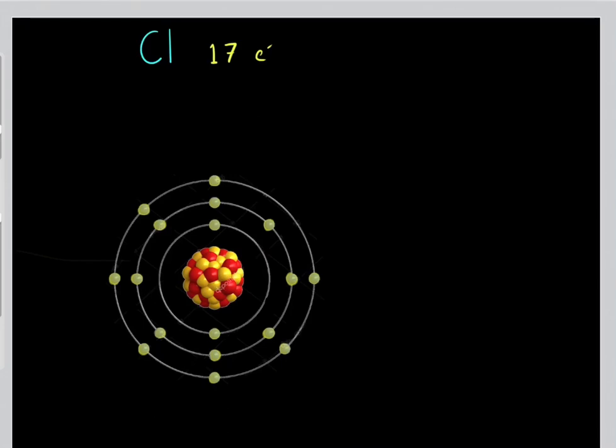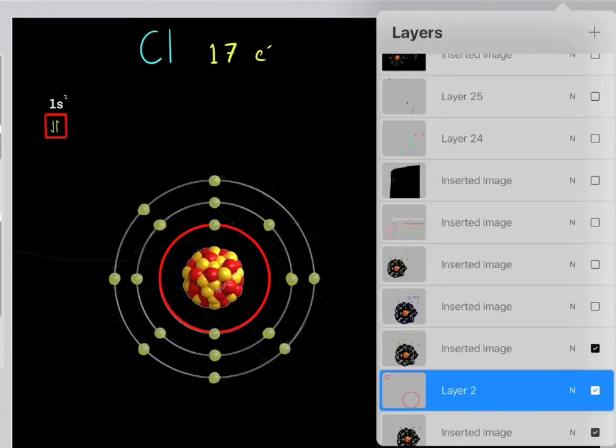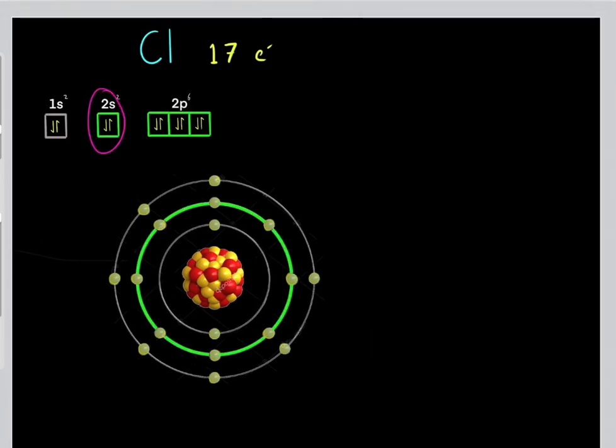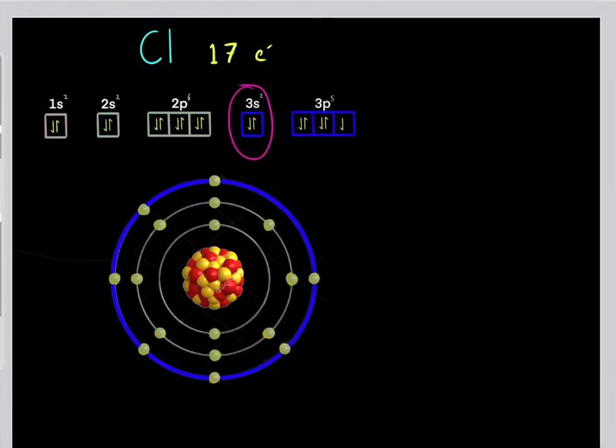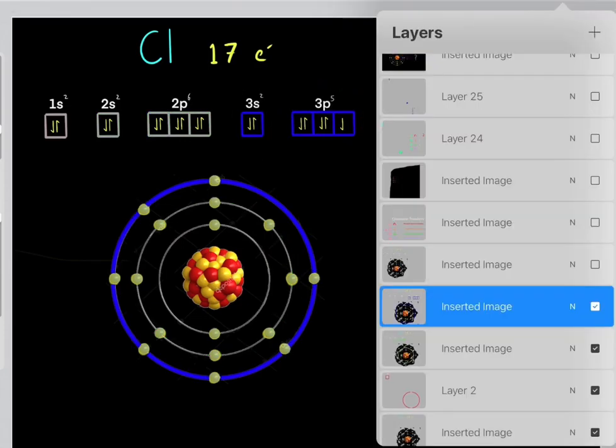In this video, I want to talk about quantum numbers. So let's say we have a chlorine atom. We know chlorine has 17 electrons. And we know first these electrons fill up the 1s orbital, and then these electrons fill up the 2s orbital and 2p orbital. And then we know the electrons will fill up the 3s orbital and 3p orbitals.